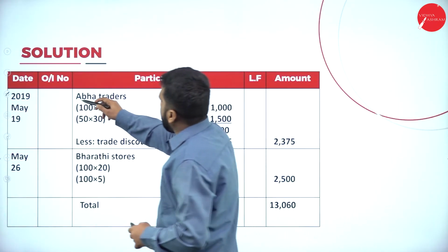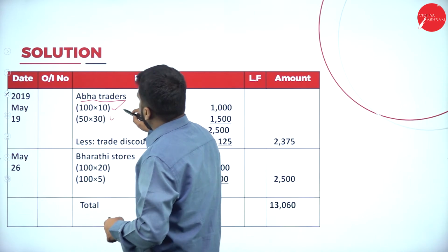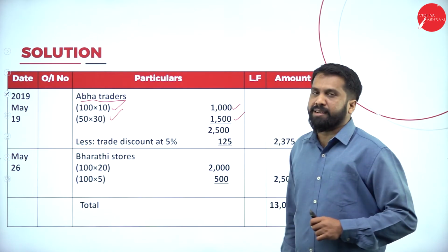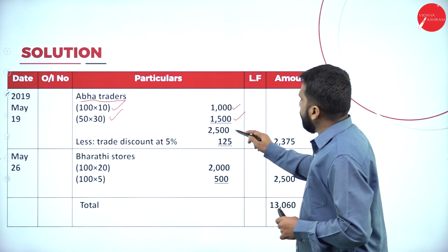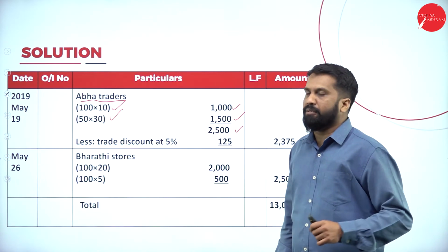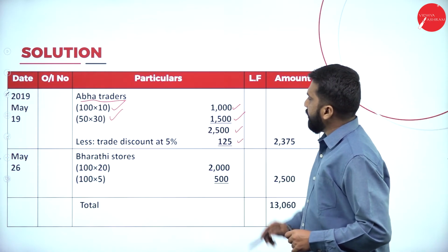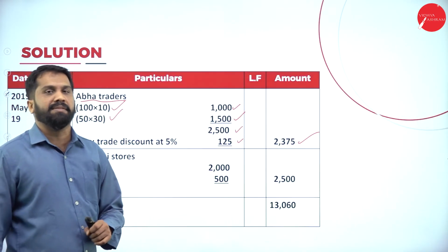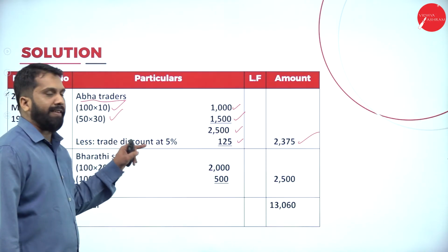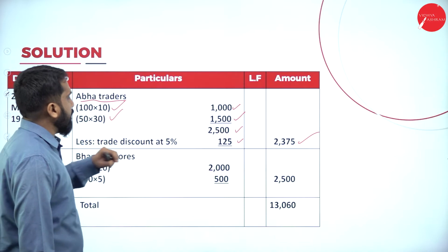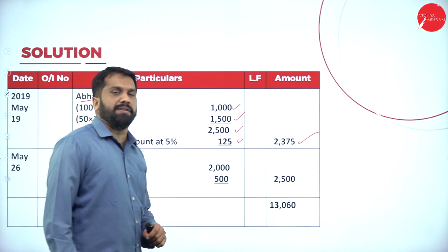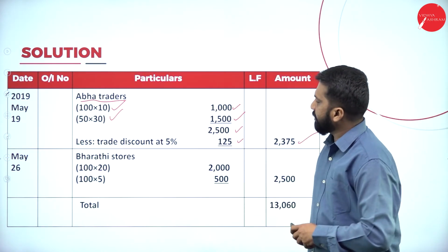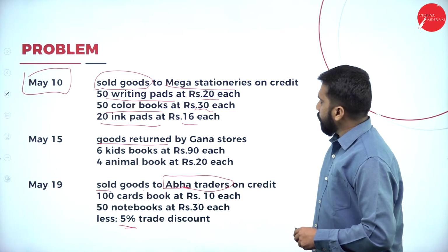See, Abba Traders: 100 into 10, 50 into 30. What is the answer? You got 1000 and 1500. The total is 2500. Now, from 2500, you minus 125, you get 2375. Now, this is your final answer. So, 5% on the total you should calculate. Now, this is done. Again, I'll go back. Sold goods to Abba is over.